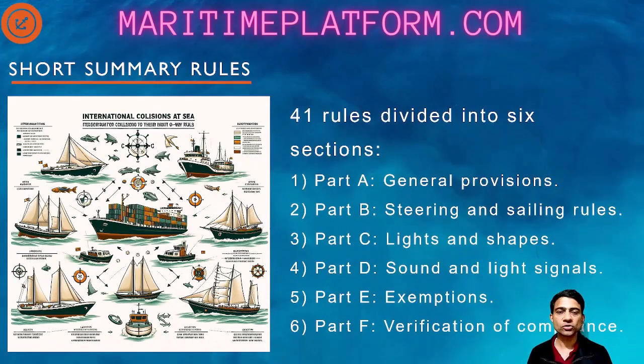The rules are divided into 6 sections. Total, we have 41 rules. Part A is the general provisions, which gives the applicability requirements, general requirements, etc. Part B, steering and sailing rules. This covers various situations where the vessel is overtaking or head-on or crossing or navigating in the restricted visibility, etc.